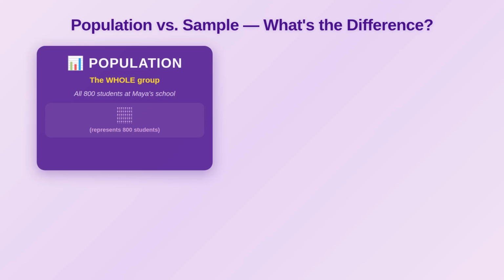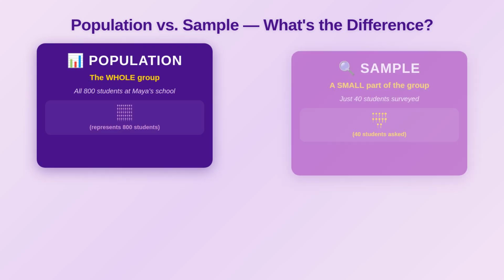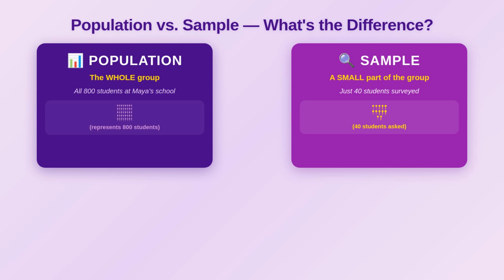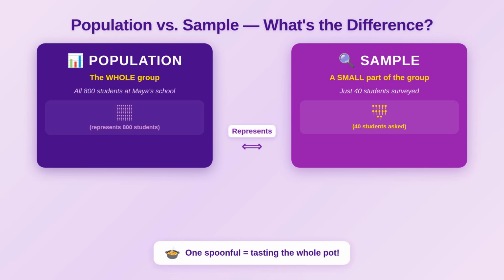Before Maya can solve her challenge, she needs to know two very important words: population and sample. The population is the entire group you want to learn about. In Maya's case, that's all 800 students at her school. A sample is a smaller group you actually collect data from. Instead of asking 800 kids, Maya might ask just 40.